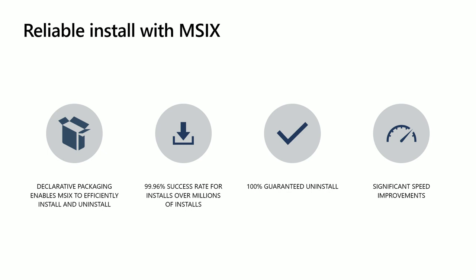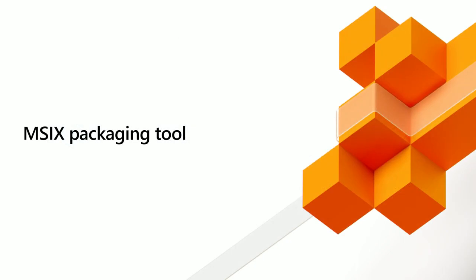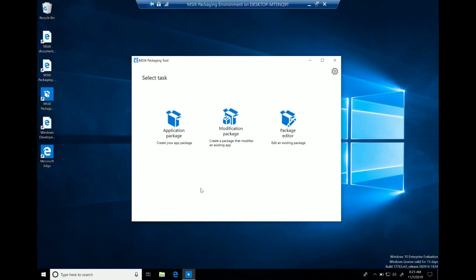Now, what you're really here for is to learn about how to move your existing apps to MSIX. So let's move into a demo of how you can take your existing applications and move them to MSIX using the MSIX packaging tool. The MSIX packaging tool is a free tool that's available in the Microsoft Store. You can take any of your existing installers and convert them to MSIX.